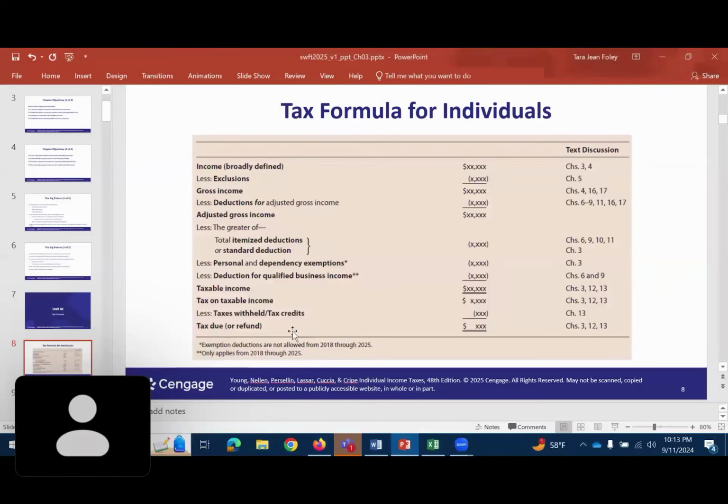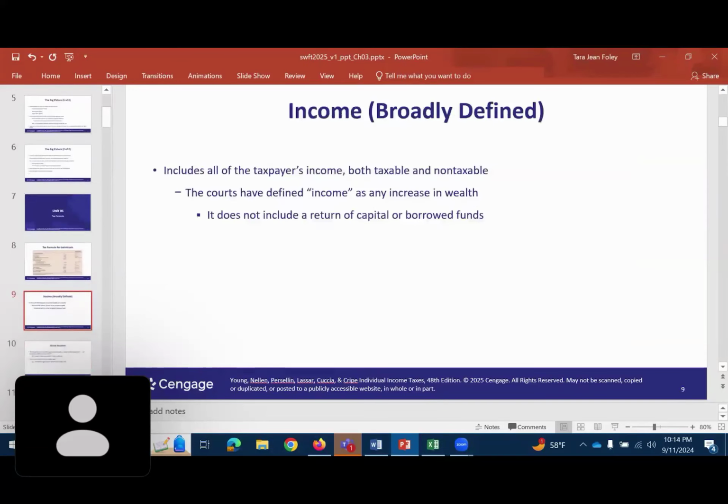And we'll get into the details there. Now, after those itemized deductions, which reduce your income, there are personal and dependency exemptions that used to be on the tax return, but they're no longer there. From 2018 to 2025, they were taken away. But the deduction for the qualified business income was added, and it's allowed and applies from 2018 to 2025. Then you get down to your taxable income, then your taxes and your tax refund that's due.